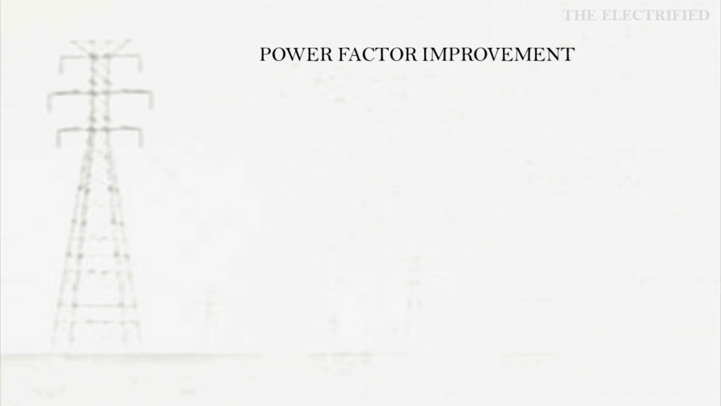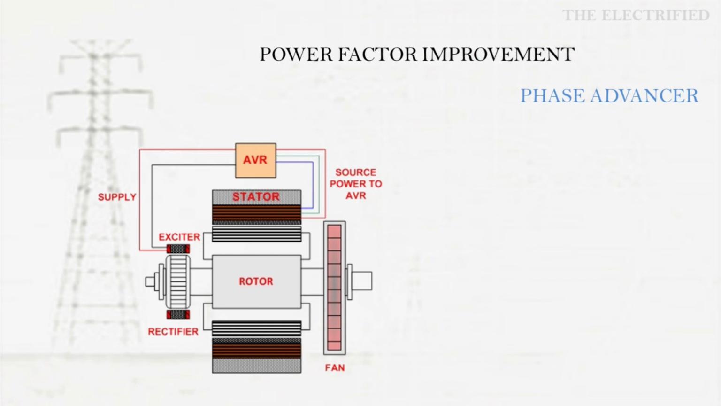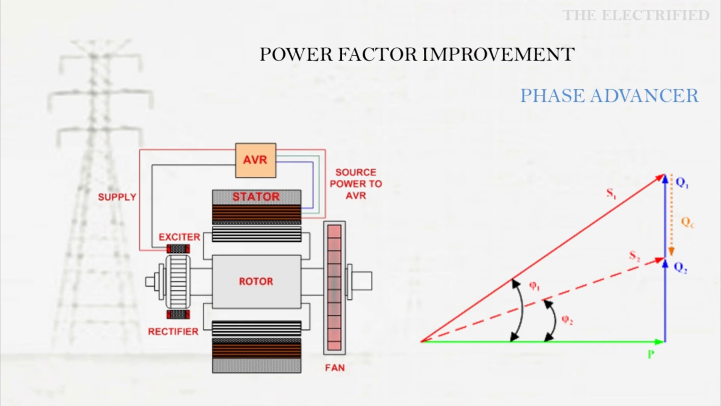The third and most efficient power factor improvement method is phase advancer. Phase advancer is an AC exciter. Generally, when a motor draws current, it draws only lagging current from the supply through the stator. Now when an AC exciter is connected to the motor, the exciter will draw leading current, and it supplies that to the stator of the motor. So the motor will draw leading current, and it improves the power factor of the machine.